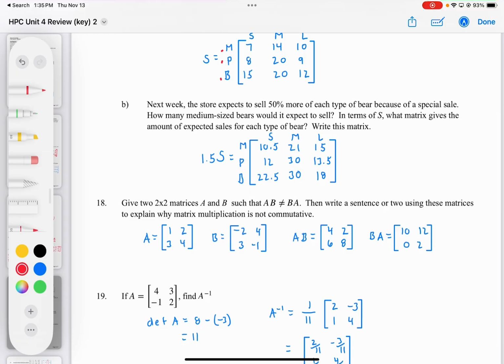We kind of talked about this already with 18. It just says give two by two matrices such that the products of them are not equal, if we try to use like the symmetric property. And then write a sentence or two as to why matrix multiplication is not commutative. How would you try to put that into words? Why matrix multiplication is not commutative? What would you have to say about that? Why doesn't it work for us to switch those values? What do you think?